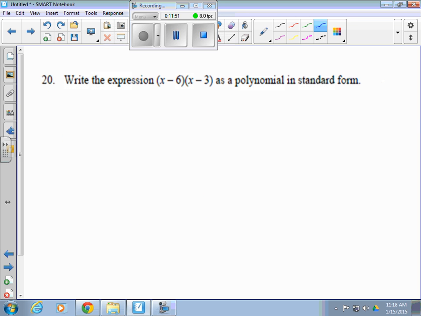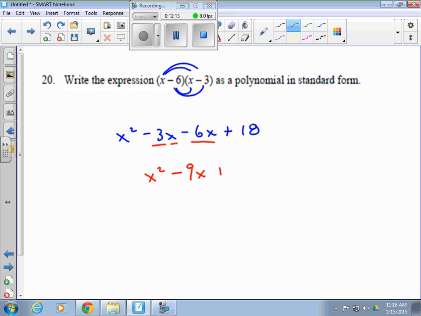Number 20 says, write this as a polynomial in standard form. Just FOIL it. First two terms, x times x, or x squared. Outer two terms, x times negative 3, negative 3x. Inner two terms, negative 6 times x is negative 6x. Last two terms, negative times a negative is plus 18. Combine your like terms, negative 3x and negative 6x, and you get negative 9x. x squared minus 9x plus 18.